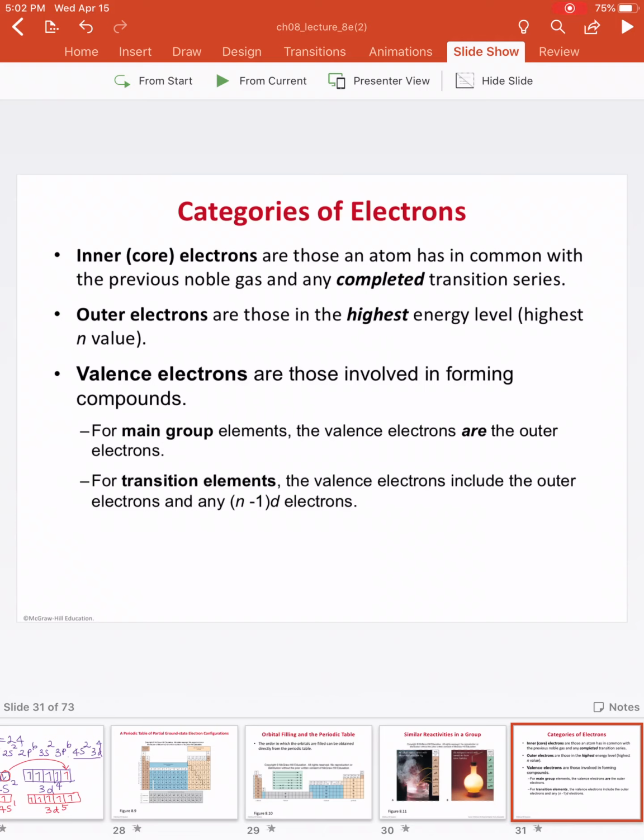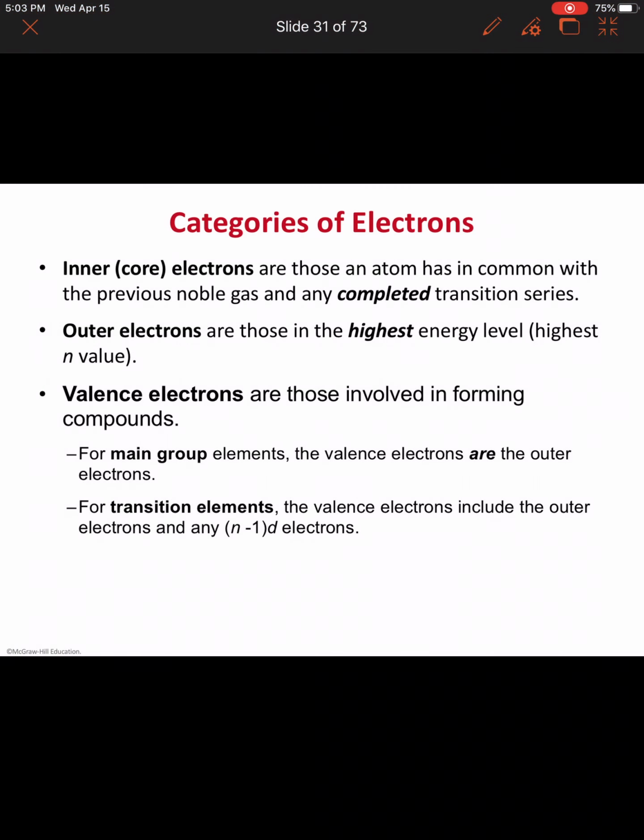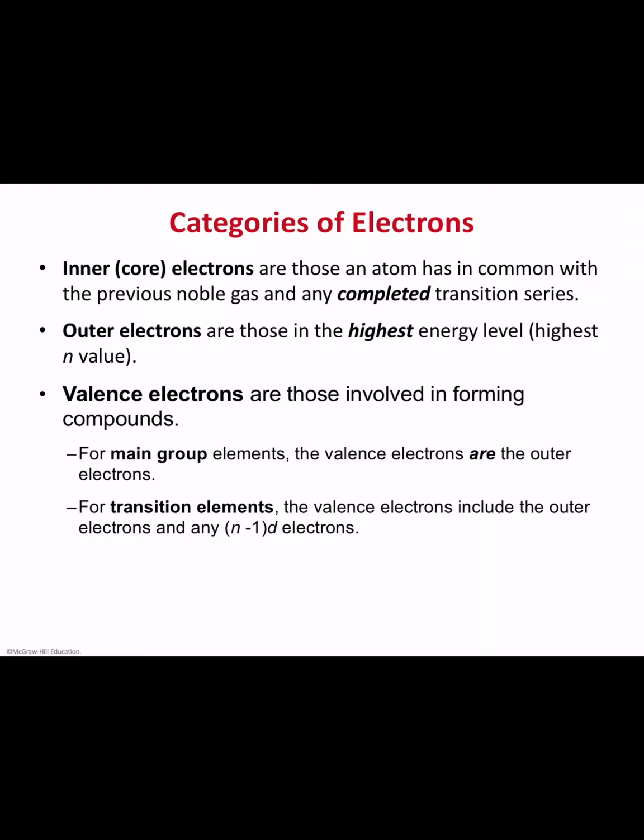Hello everyone, here we are for chapter 8 part 4. So we're going to learn about categories of electrons. So what are these categories? There is a category that is called inner or core electrons.